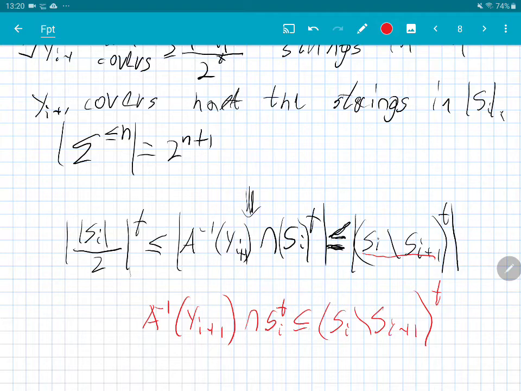this is containment, right? So take a string on the left side. This is a t-tuple that was covered. This is a t-tuple that was not covered in S_i, but it's covered in S_{i+1}, because it's covered by this string. And such a tuple does not need to have all of its elements covered. Only one of the elements in the tuple needs to be covered by this new element y_{i+1}, right?